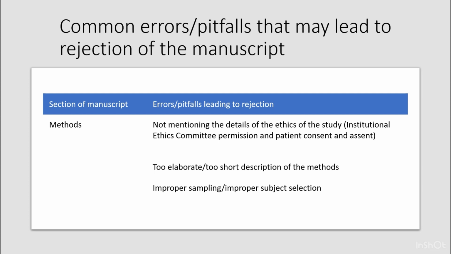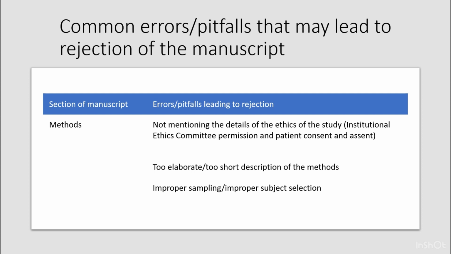The second problem that I often encounter in so many manuscripts is that the method section is too elaborative or too short to provide description of the methods. Usually, the method section needs to strike a balance between providing sufficient details for reproducibility and conciseness for readability, and being overly detailed or too brief can be extremely detrimental.